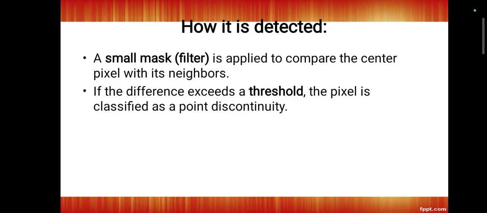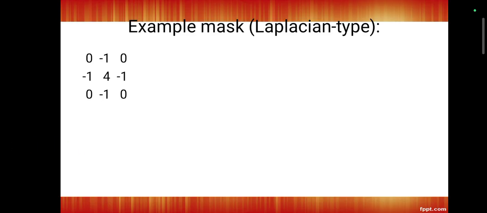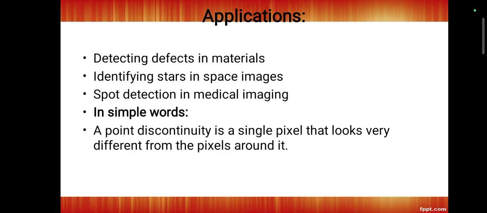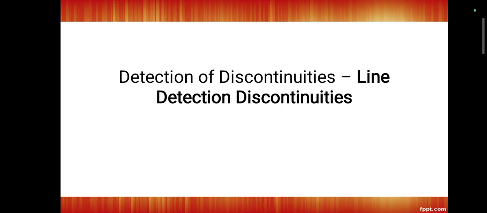A small mask or filter is applied to compare the center pixel with its neighbors. So here 4 is called the mask. It is used to compare the center pixel with its neighboring pixels. The applications are detecting defects in materials, identifying stars in space, and spot detection in medical imaging. Simply, we can say a point discontinuity is a single pixel that looks very different from the pixels around it.